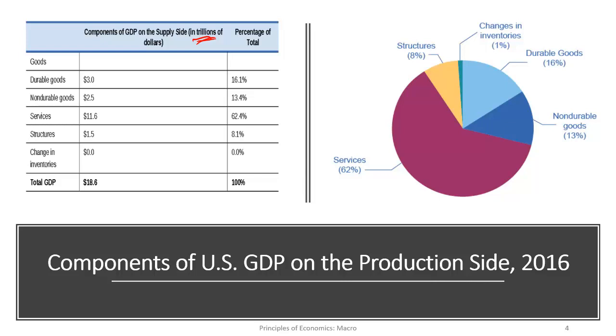Now you can see that services constitute almost 62% of GDP. That's well over one half, and the rest is followed by durable goods, non-durable goods, structures, and change in inventories. So if you add up durable goods, non-durable goods, services, structures, and change in inventories, what you get is GDP from the supply side. So let's move on to the other ways to measure GDP.